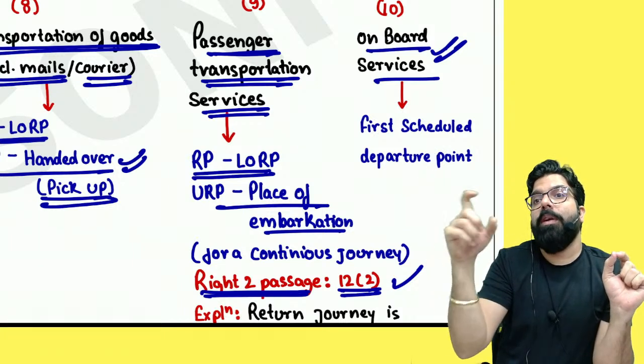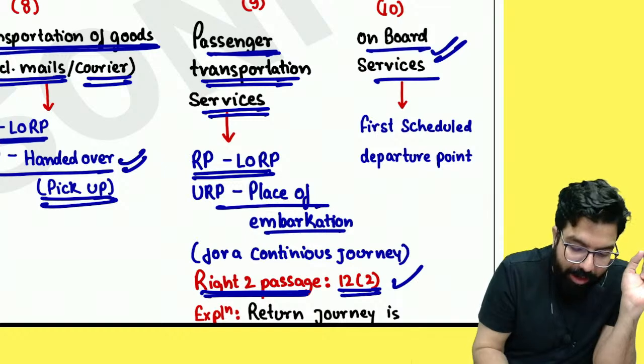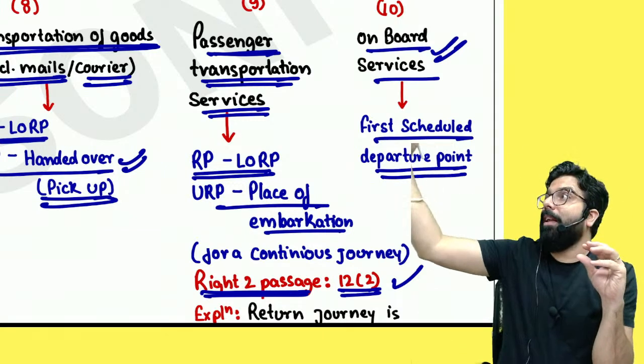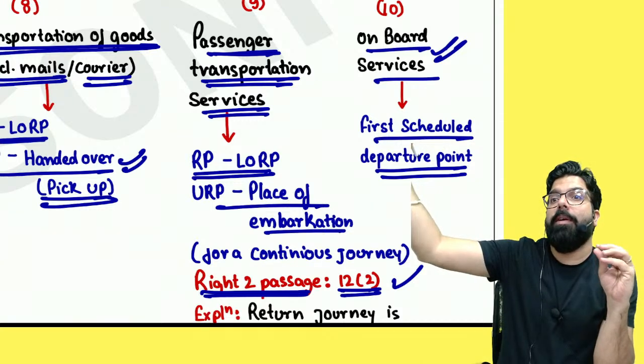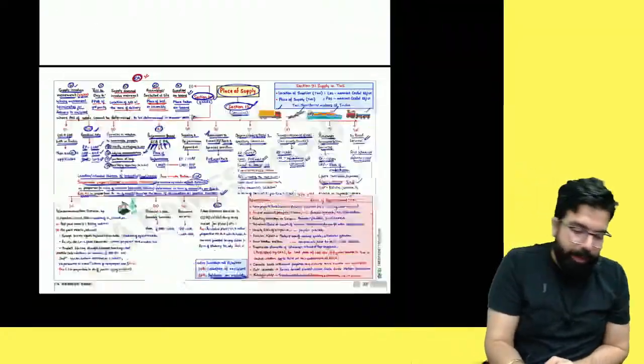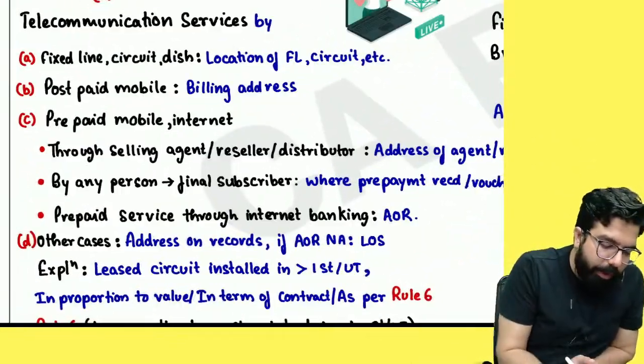Place of supply will be what? Where the flight started from. First scheduled departure point. Are we clear, everyone? You were in the air and you saw the movie. Place of supply will be what? Where the flight started, first scheduled departure point. Next.